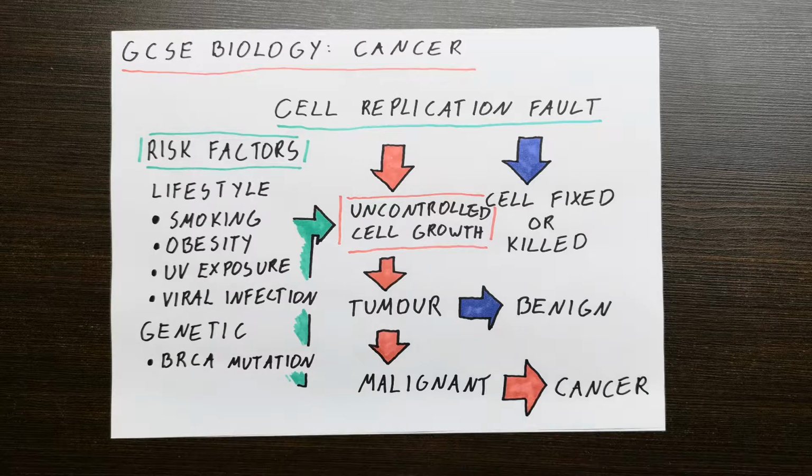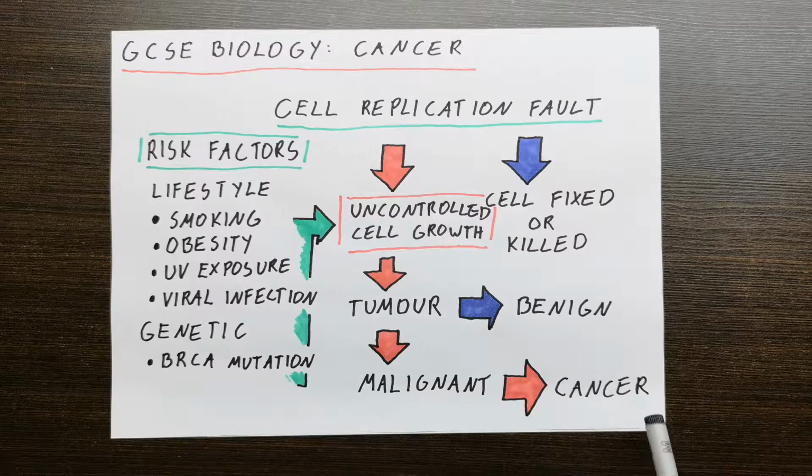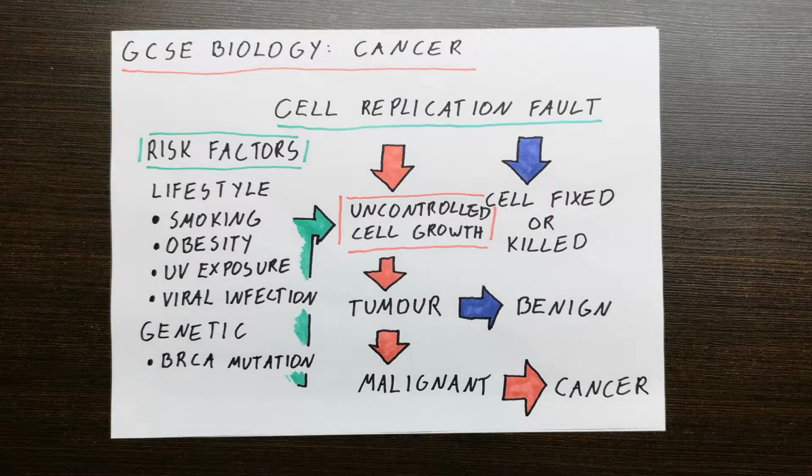Benign tumors do not spread, whereas malignant tumors spread and have a capability to form secondary tumors, guys. So if we have a malignant tumor that starts spreading, that means essentially that the person has cancer, unfortunately. So that's essentially how cancers develop.